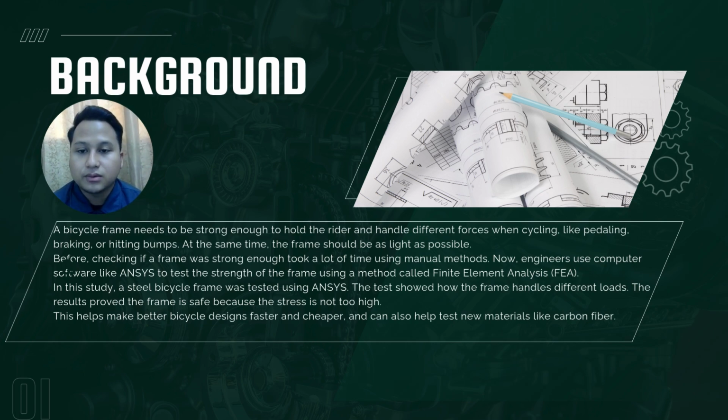Next is background. A bicycle frame has to be strong enough to hold the rider and deal with different forces, like when you are pedaling, braking, or going over a bump. At the same time, it should be as light as possible, so it is easier to ride. In the past, checking if the frame was strong enough took a lot of time and was done by hand. Now, engineers use computer software like ANSYS to test the frame using something called finite element analysis, or FEA. This method lets them see how the frame will handle different forces quickly and without needing to build a real bike first.